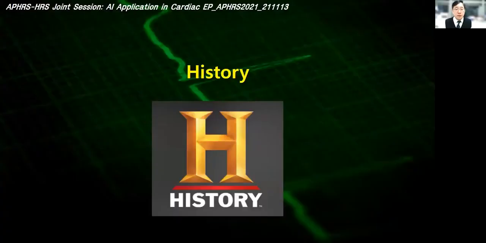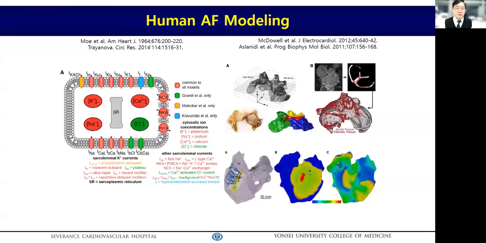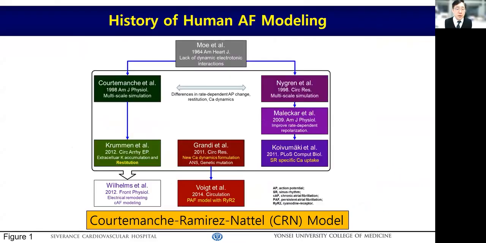Let me start from the history of AF computational modeling. In silico modeling of atrial fibrillation was already developed in 1964 by Gordon Moe. Currently, various sophisticated, realistic simulation models have been introduced. After the introduction of human AF modeling in 1964, AF computational modeling has been evolving, continuously applying more detailed electrophysiology, including restitution, calcium dynamics, and electrical remodeling.